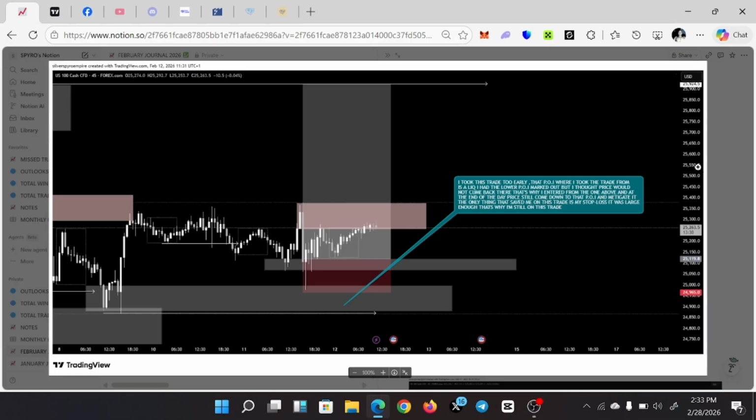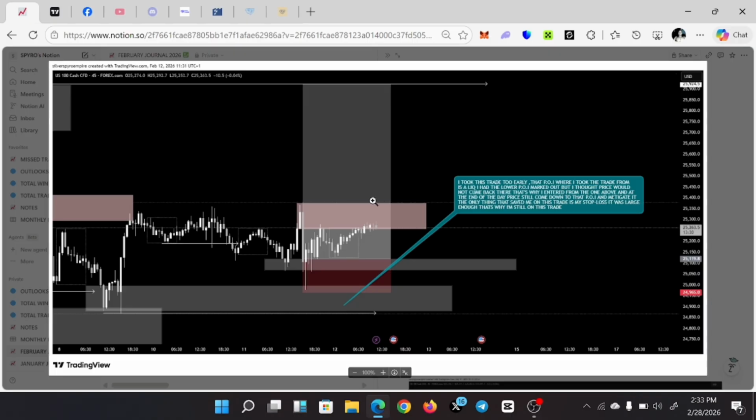So let's read this comment. It says, I took this trade too early. That POI where I took the trade from is a liquidity. I had a lower POI marked out, but I thought price would not come back there. That is why I entered from the one above. And at the end of the day, price still came down to that POI and mitigated it. The only thing that saved me on this trade is my stop loss. It was large enough that that is why I'm still on this trade.